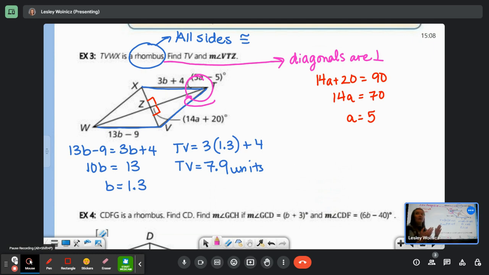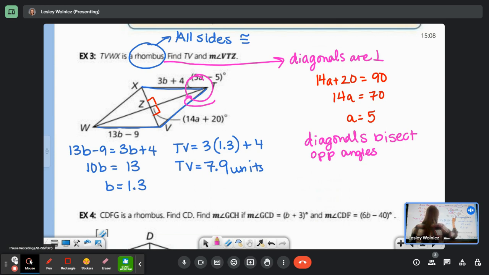Hold on. What do the diagonals do to the opposite angles in a rhombus? Bisect. So diagonals bisect opposite angles. So these two angles here are the little baby angles. What do I know about this angle and this angle? They're congruent.